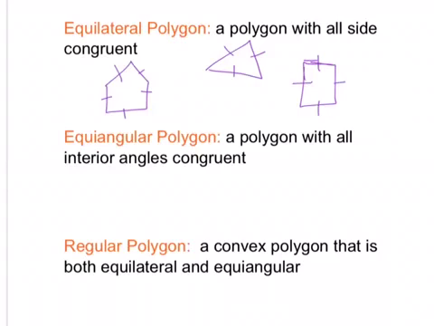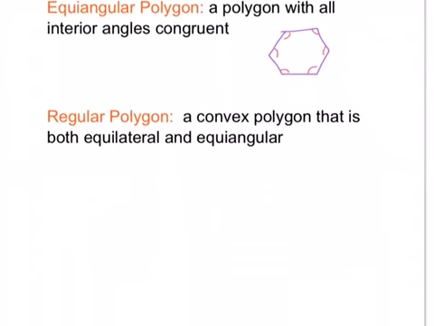An equiangular polygon is a polygon with all the interior angles congruent. So we could draw a 6-sided figure, and all these angles are congruent. We'd show that. And a regular polygon is a convex polygon that is both equilateral and equiangular.